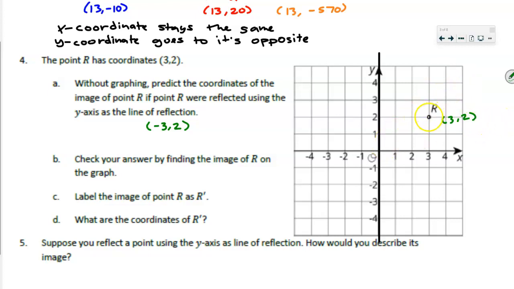Again, I could set up my tracing paper with my line of reflection, but really I know now that this point is 3 steps away staring straight into the mirror. And so its reflection is going to be 3 steps away on the other side staring straight back. There's my reflection, and what are the coordinates? They are indeed (-3, 2).